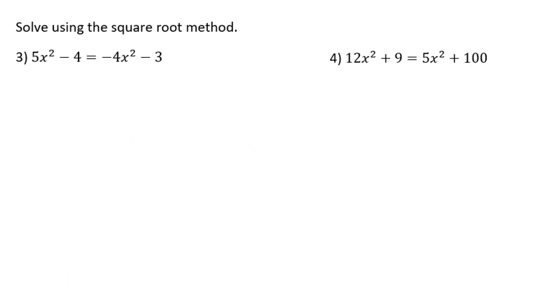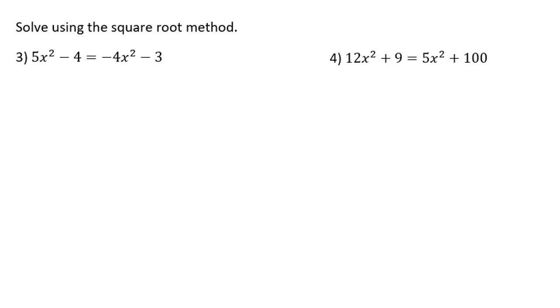Okay, solve using the square root method. So the square root method usually shows up for us when the only thing in our equation is x squared. When you just have an x squared, that's 99% of the time you want to use this method because it's the fastest and the easiest. So what we want to do, we want to get our x squareds on one side of the equation and our constants on the other.